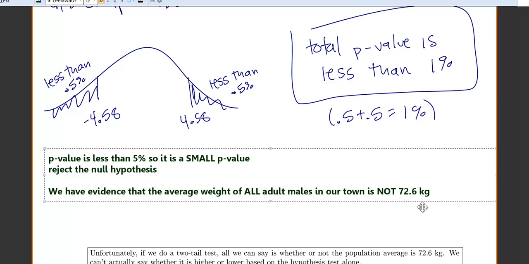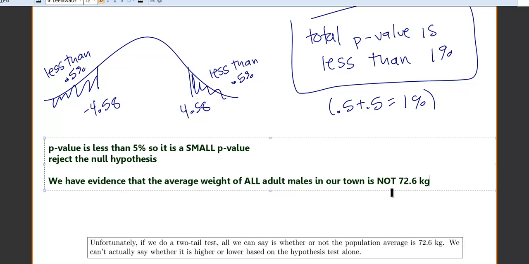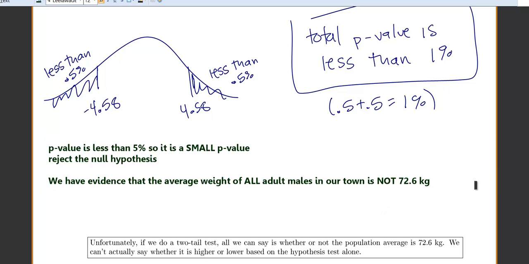Since it's a real world conclusion, you should add a little bit of context into it. But notice that's all that we say. We just say it's not 72.6. We don't say if it's higher or lower, just that it's not 72.6. And that's what this little note at the bottom of the page is talking about. So when you do a two-tailed test, unfortunately all you can say is whether or not the population average is 72.6. We can't actually say if it's higher or lower based on the hypothesis test alone. You could use a little bit of logic to maybe figure it out, but as far as the hypothesis test, all it tells you is that the weight is not 72.6 kilograms.